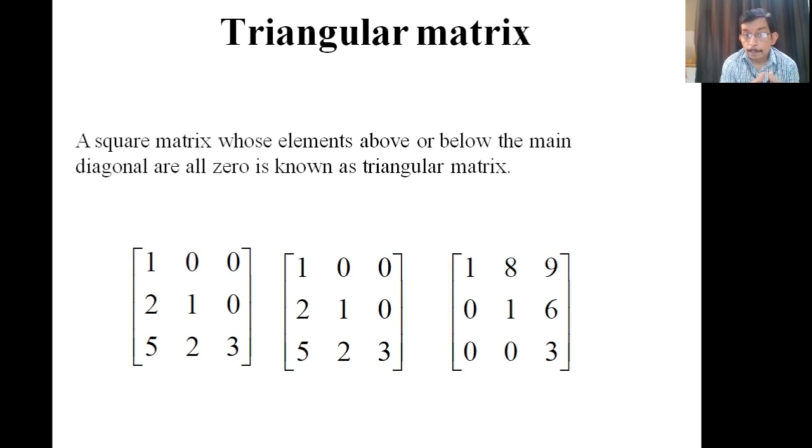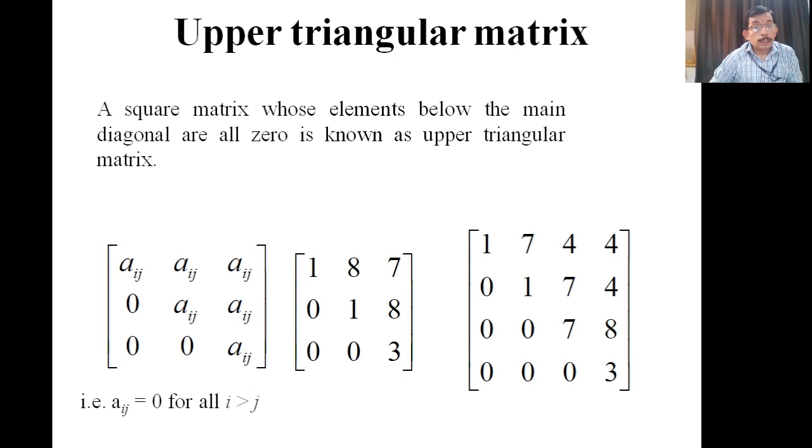The main diagonal elements are 1, 1, 3. All the elements below the main diagonal are 0, so this is a triangular matrix. The next example is similar. In the last example, the main diagonal elements are 1, 1, 3, and the elements below are 0. This is an example of a triangular matrix.